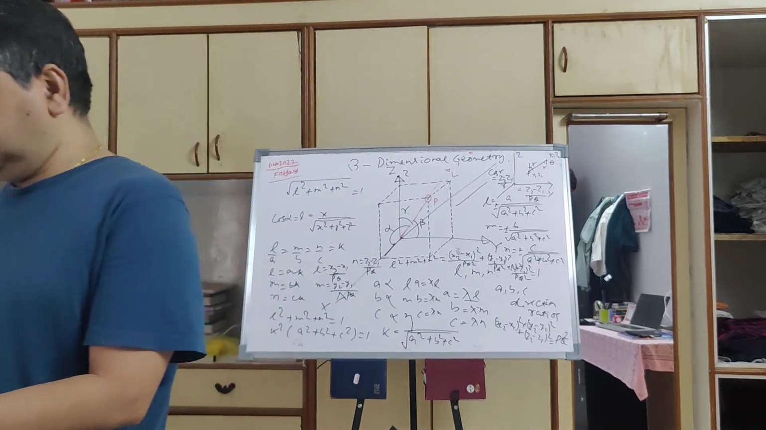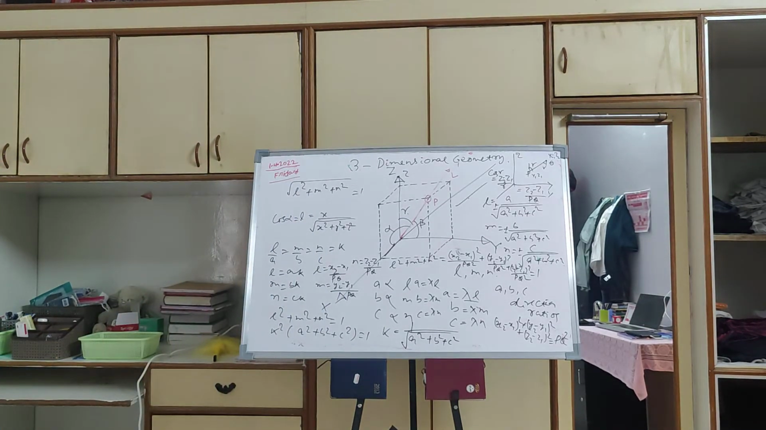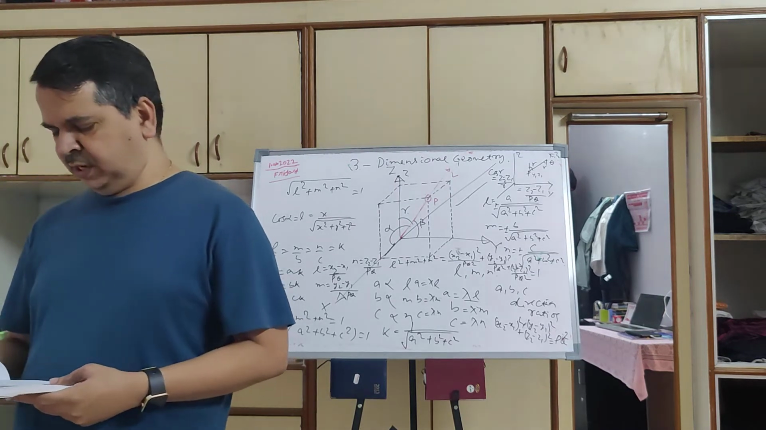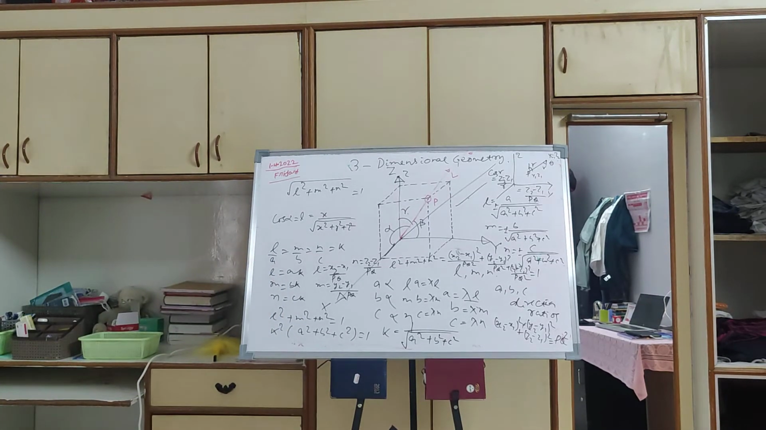The direction ratio of a line segment PQ will represent the distance between two points. If you know the coordinates of two points, it is the distance formula only: the square root of x2 minus x1 whole square plus y2 minus y1 whole square plus z2 minus z1 whole square. That is the distance.